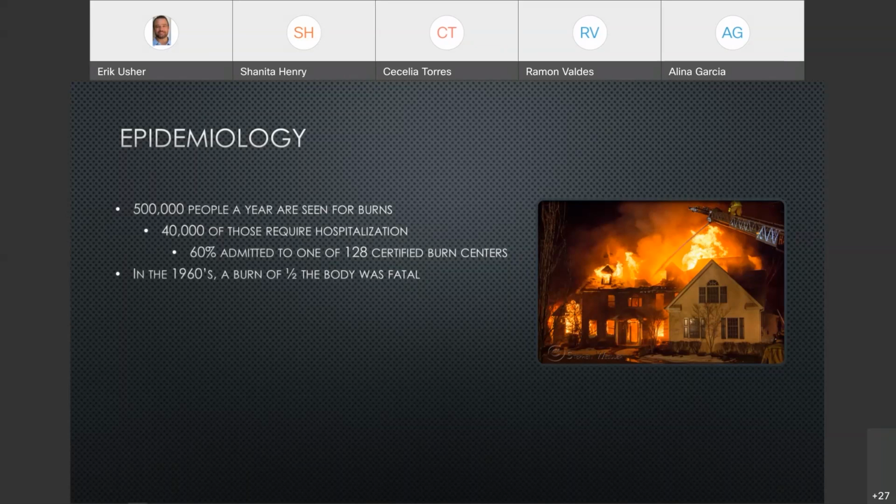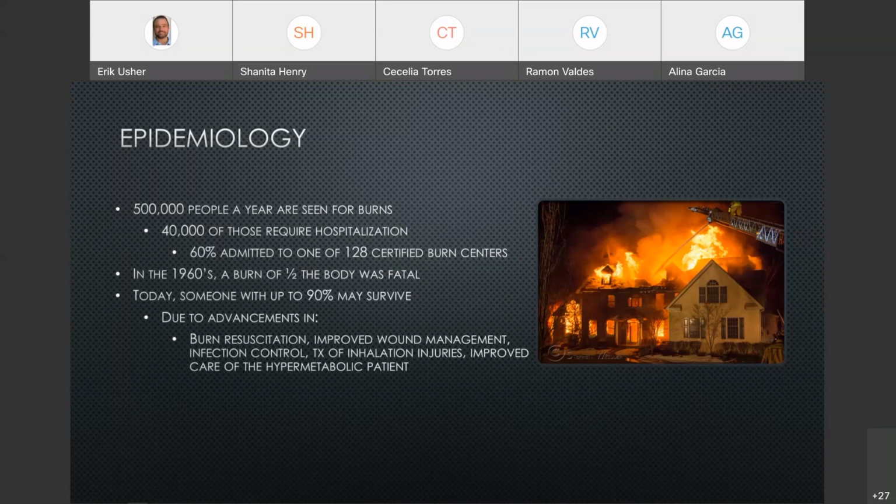Back in the 60s, if you had half your body burnt, it was fatal. You weren't going to survive that. Today, some people up to 90% can actually survive. It has to do with advancements in resuscitative burn care, improved wound management. That's a huge one, which couples in with infection control. And we treat inhalation injuries a little bit more aggressively. We have improved care of the hypermetabolic patient. We'll talk about all of these going through.